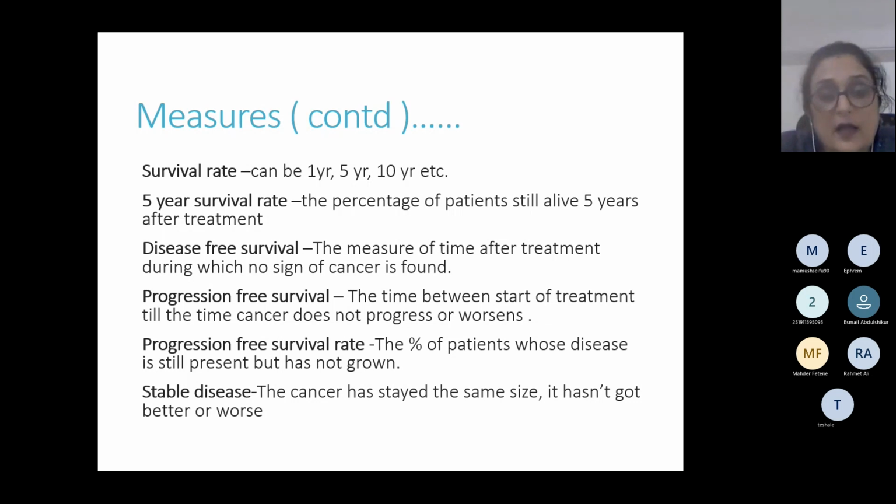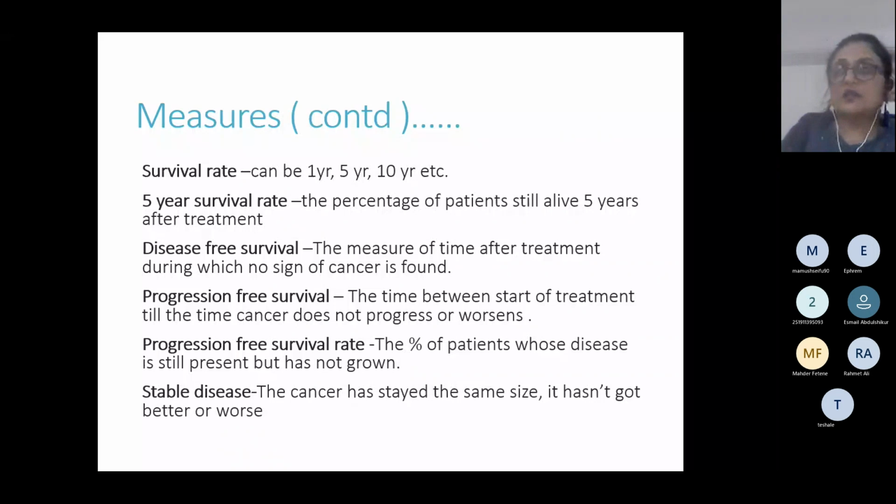Then you have survival rate. We saw the disease regression. Now, when it comes to onco or cancer patients, we try to see, after the treatment, how long the patient is going to survive. That is monitored on the basis of survival rate. Survival rate can be 1 year, 5 year, 10 year, etc. But how do you calculate that? For example, a 5 year survival rate means the percentage of patients who are still alive 5 years after treatment.